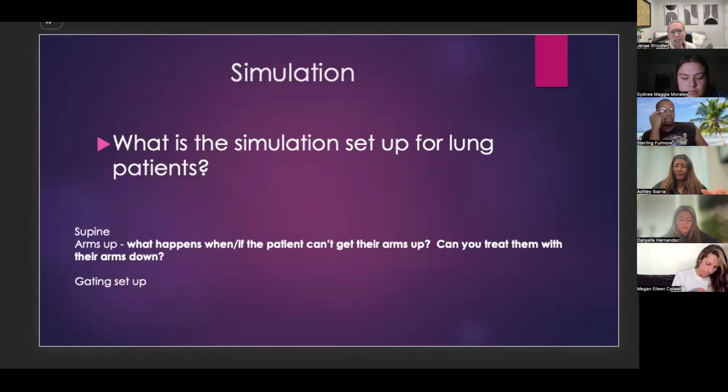Okay, simulation. What does a simulation setup look like for a lung?